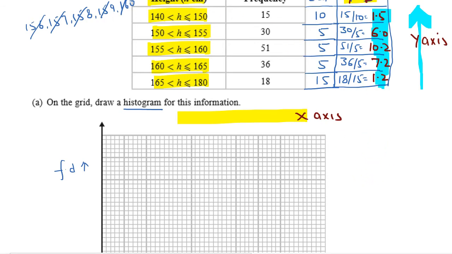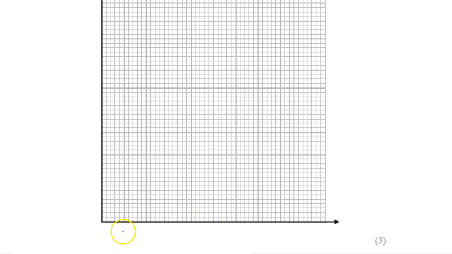Let's take the interval first. Let's start with 140, 150, 160, 170. No, we have up to 180. So let's start with 140, 150, 160, 170, 180.